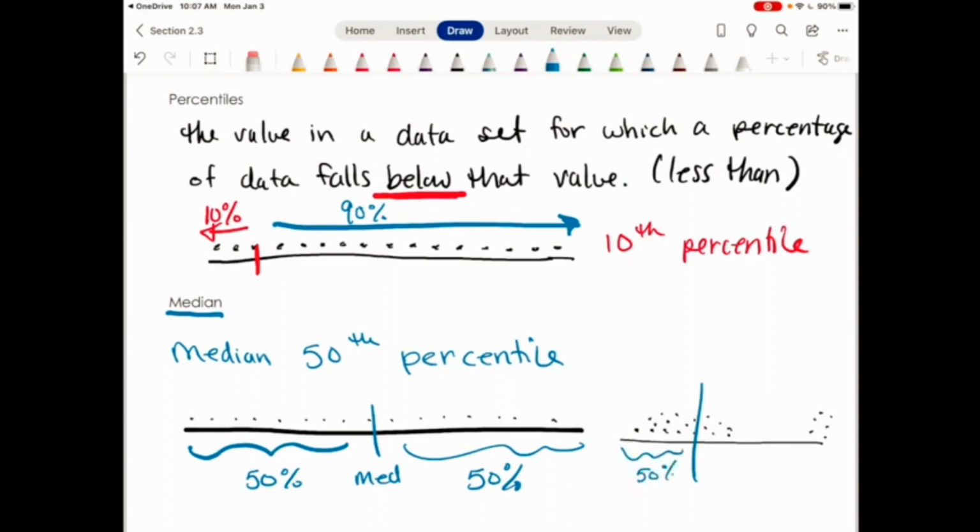We could still have 50% of the data over here and 50% of the data on the right, because we're not looking at the distance of the data, we're looking at the number of data values. So you could have 10 data values here. I didn't count these dots, I'm just saying for example. You could have 10 data values over here on this side and then 10 data values on this side, but it not necessarily be the halfway point from the minimum to the maximum value. So just keep that in mind.